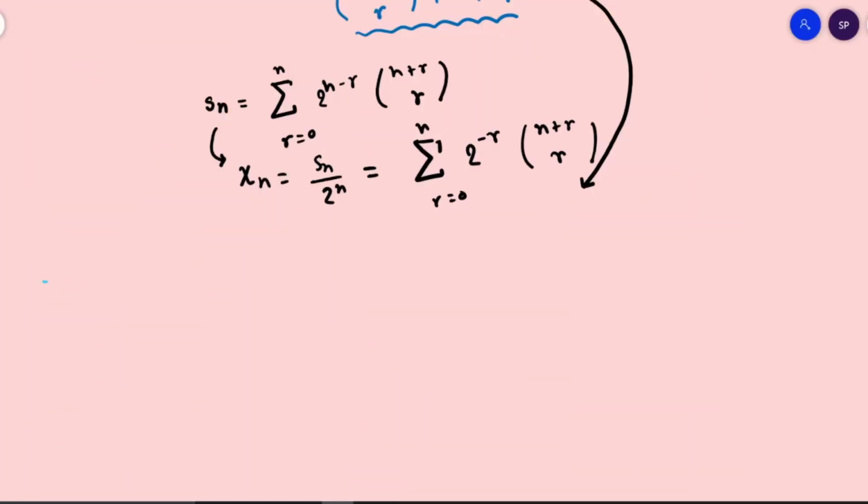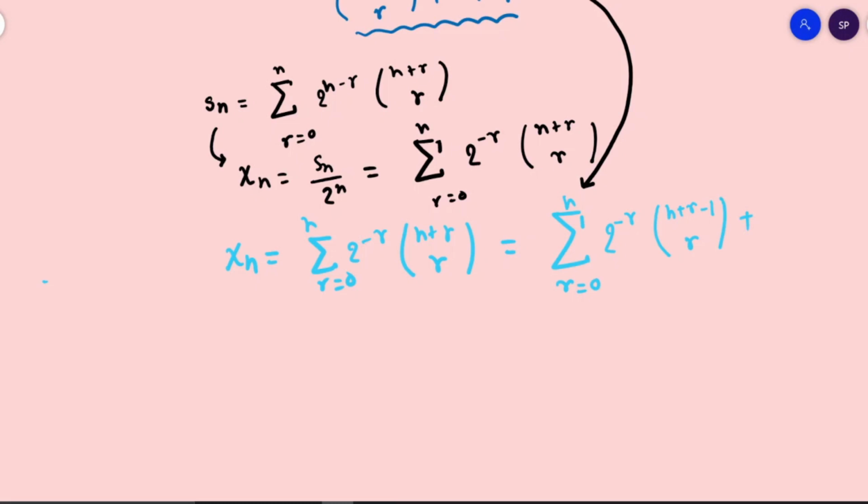So the sequence xn equal to summation r equal to 0 to n of 2 to the power minus r times (n plus r choose r) can be written as summation r equal to 0 to n of 2 to the power minus r times (n plus r minus 1 choose r), plus summation r equal to 1 to n of 2 to the power minus r times (n plus r minus 1 choose r minus 1). I think this is pretty clear.